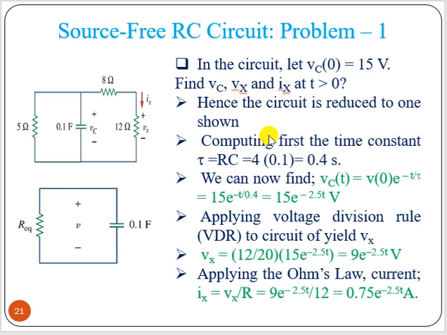So then what can we find out? Tau. Tau is RC. The C value is 0.1. 0.1 into 4, 0.4 second. Then we can find out VC(t), the response, where V0 is 15, that is given. 15 e to the power minus t by tau. Tau is 0.4, so 1 by 0.4 is 2.5. So minus 2.5 t.